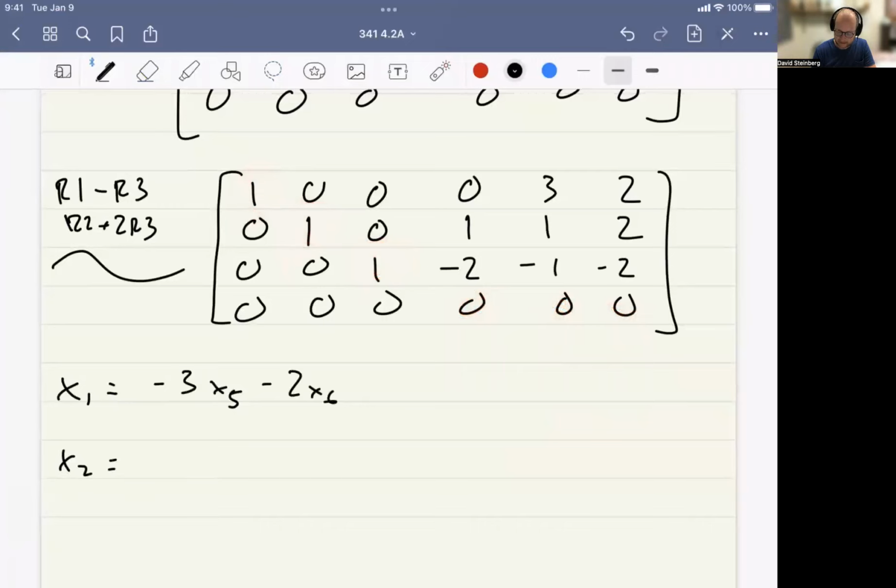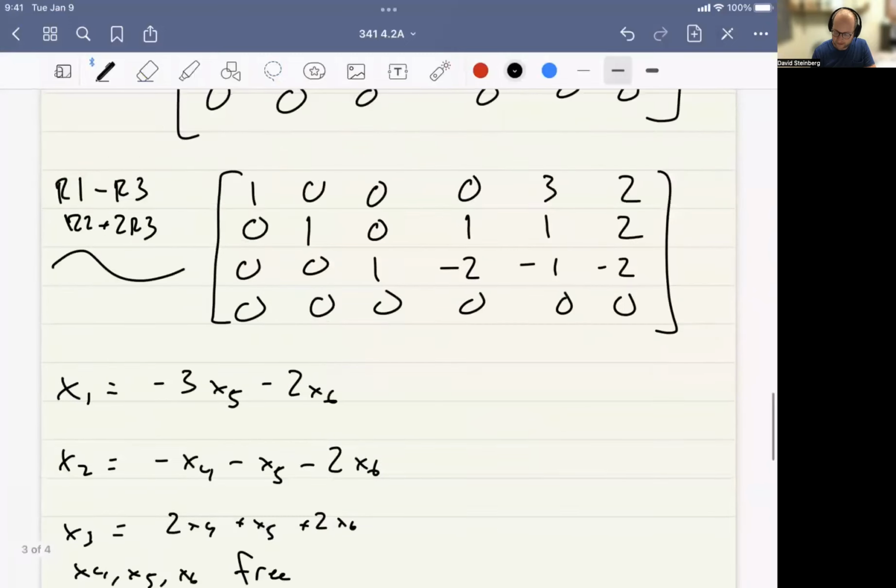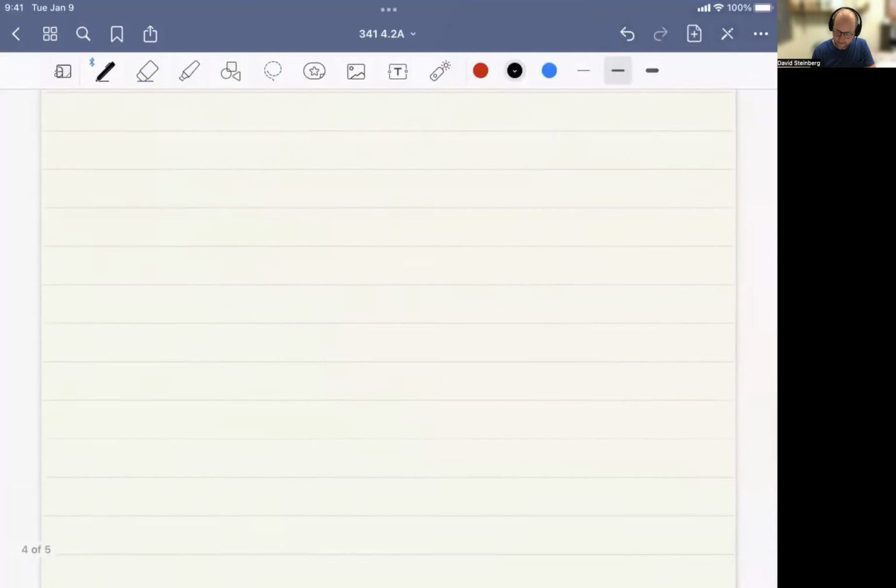x2 is minus x4 minus x5 minus 2x6. And x3 is 2x4 plus x5 plus 2x6. And x4, x5, and x6 are free. Oops, not there yet. All right.